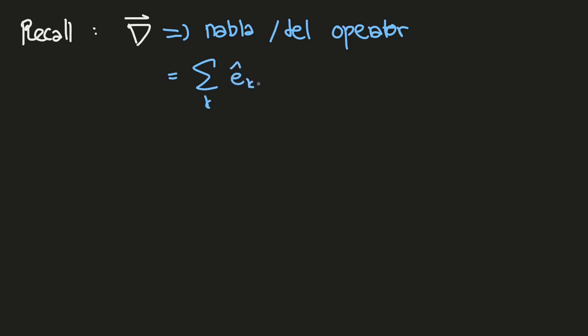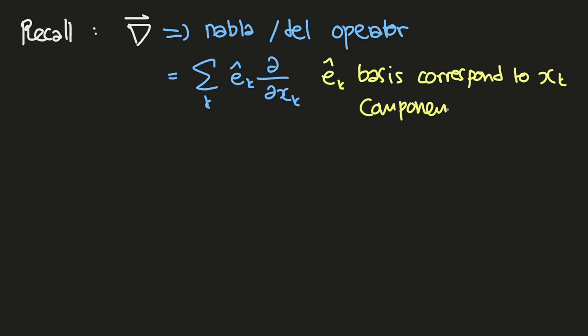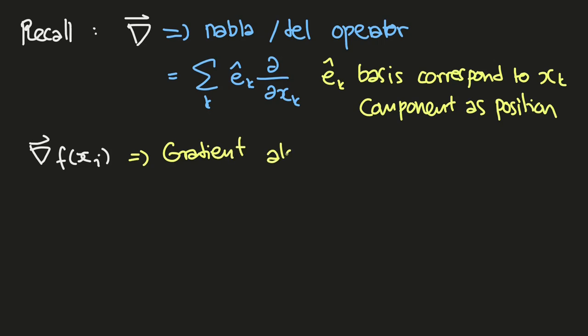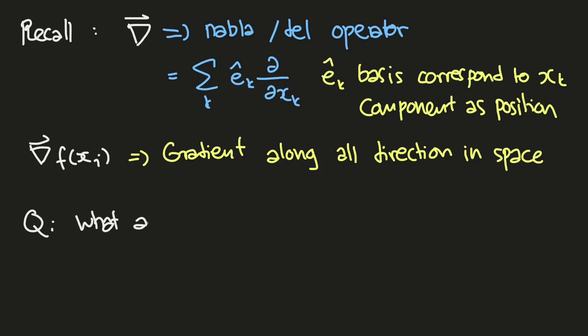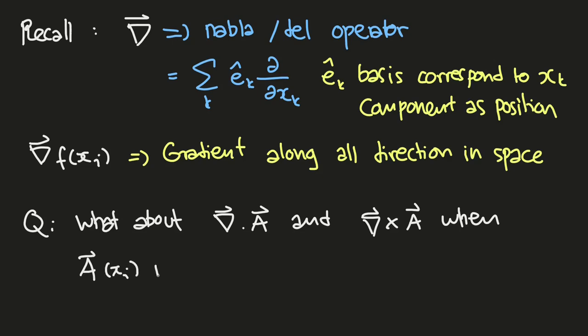We recall that the nabla or del operator equals this summation of partial differentiation operations, where a hat k is the basis corresponding to the xk component in the position vector. For example, if we have nabla f, then it tells us the gradient along all directions in space. And now the question is, what about nabla dot A and nabla cross A, when A is a vector field over the real number field in mathematics?